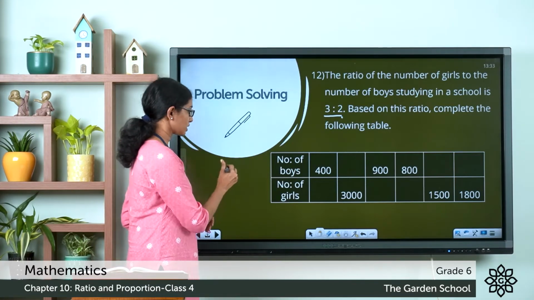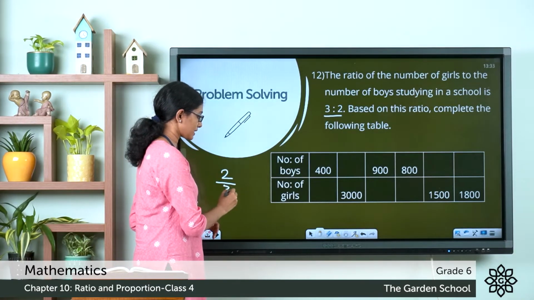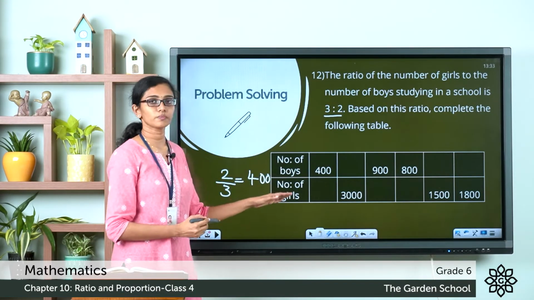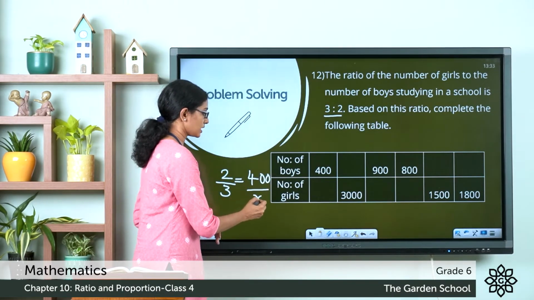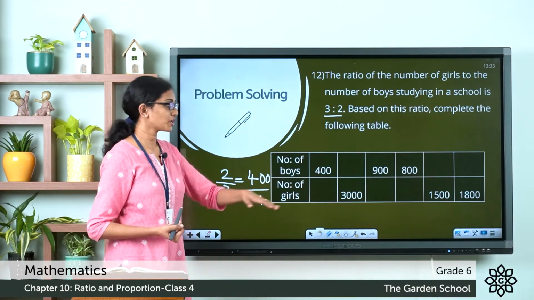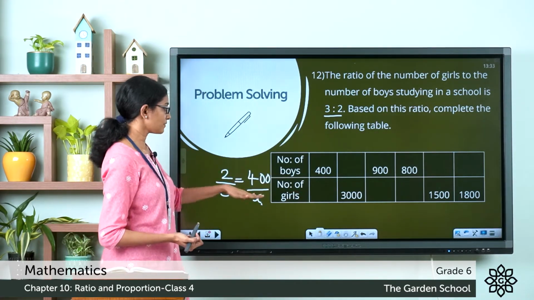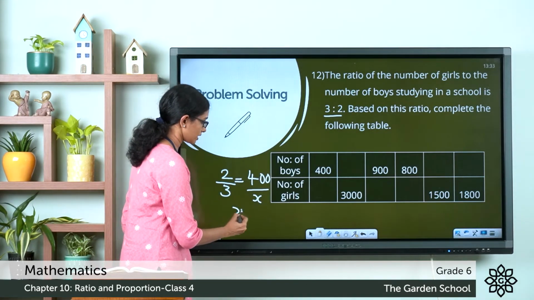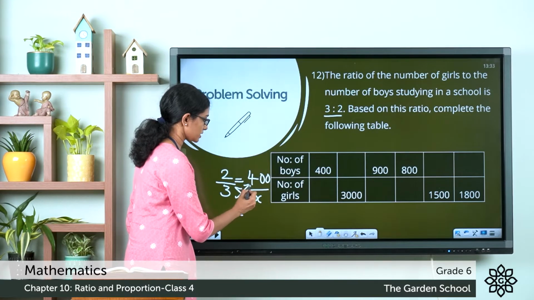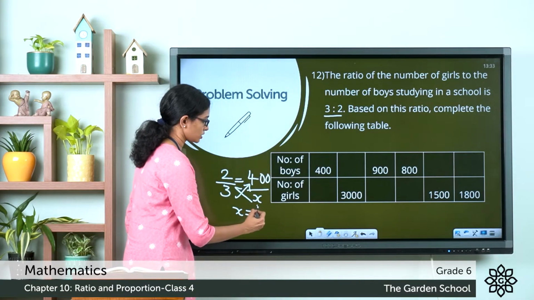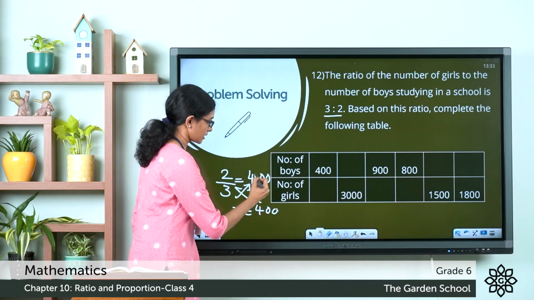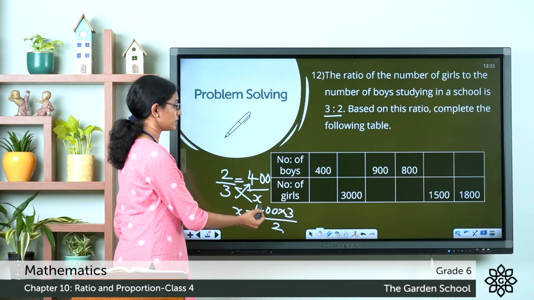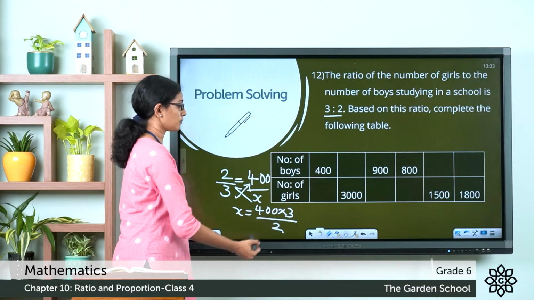So we can write 2:3, that is 2 by 3 is equal to 400, which is the number of boys, divided by x. Here x represents the number of girls. We need to find what is x. So how can we find out x from here? So let's take x to the other side. Let's cross multiply and write this. X is equal to this 400. Now bringing that 3 there by 2. So this will be 400 into 3 by 2.